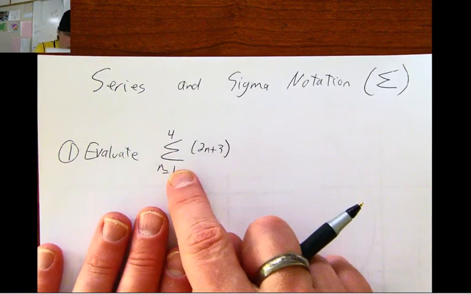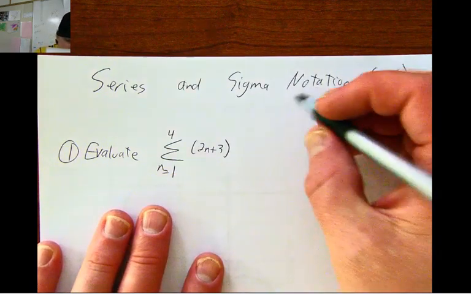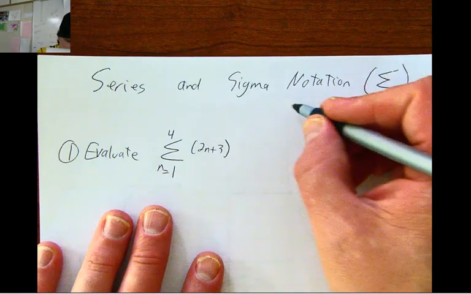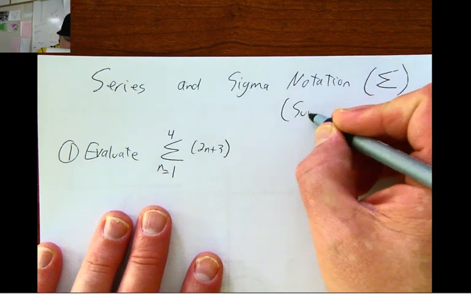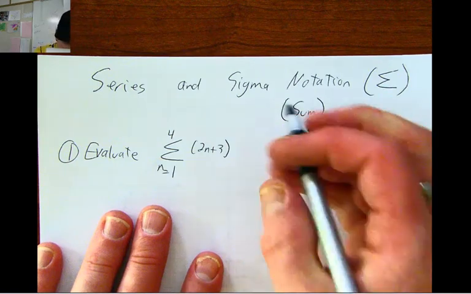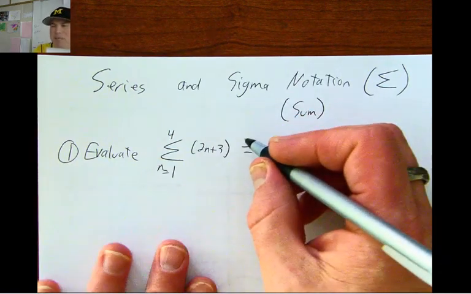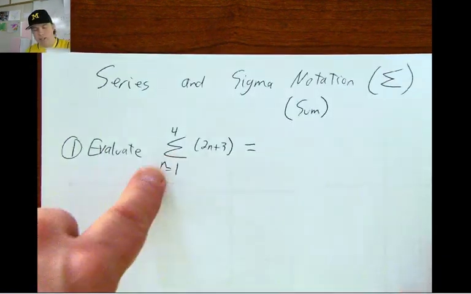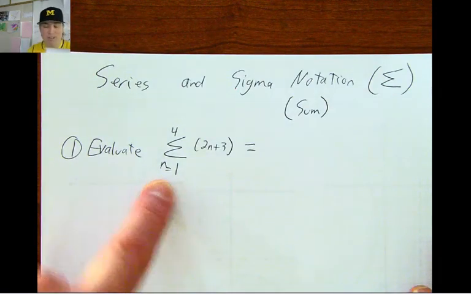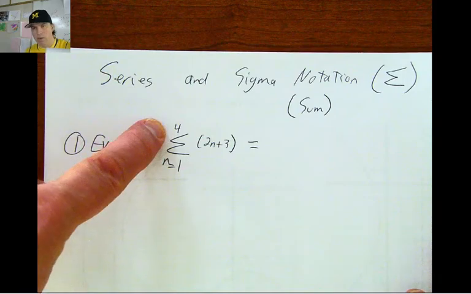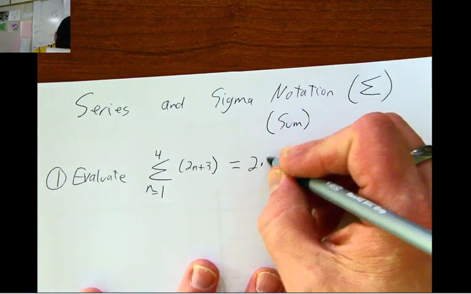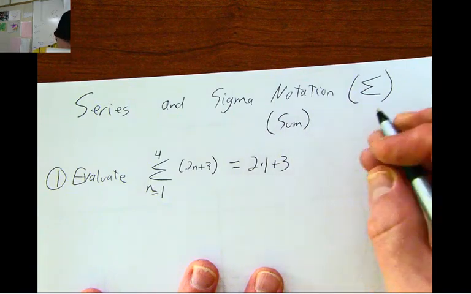We're evaluating the sigma notation, and whenever I see a sigma notation problem, the big keyword I think of is sigma means sum. It means that you need to add it up. And what's nice about sigma notation is that not only does it give you a starting point with n equals 1, it gives you an ending point with n equals 4. So first you plug in 1. 2 times 1 plus 3.